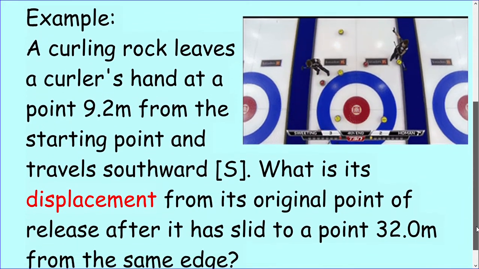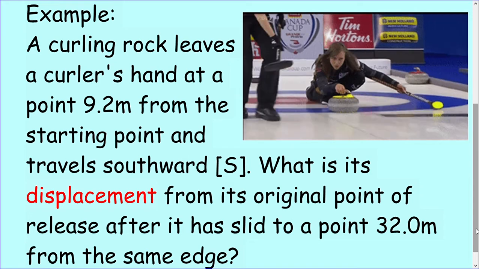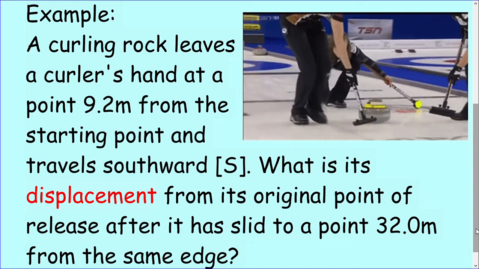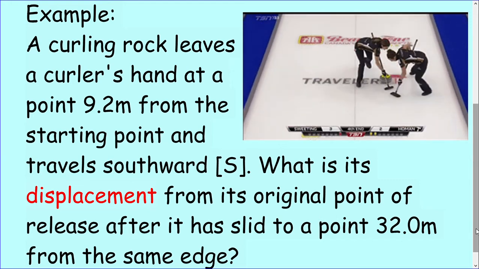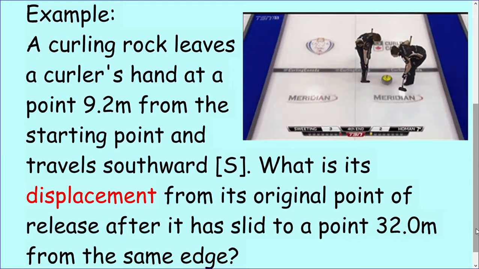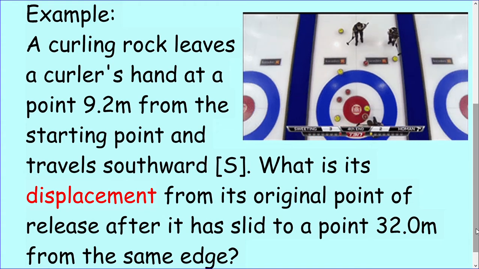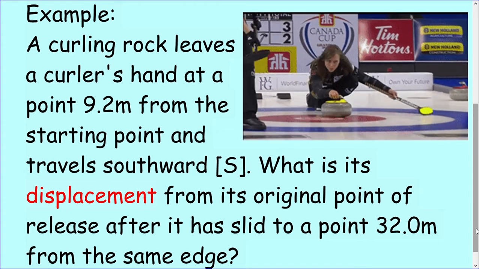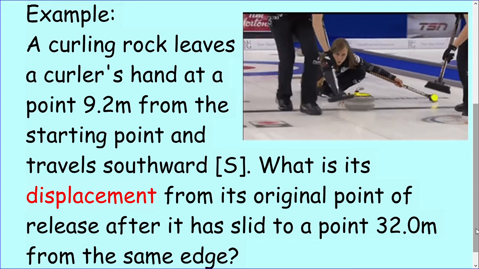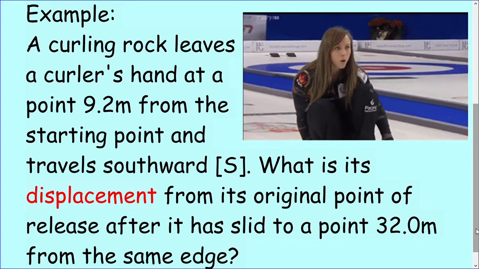So say we have a curling rock and it leaves a curler's hand at a point 9.2 meters from the starting point. Picture, as in the video here, this person pushes off the wall and they go 9.2 meters from the starting point. And that's when they tend to release the rock. So really from our reference point, the point of release is 0.